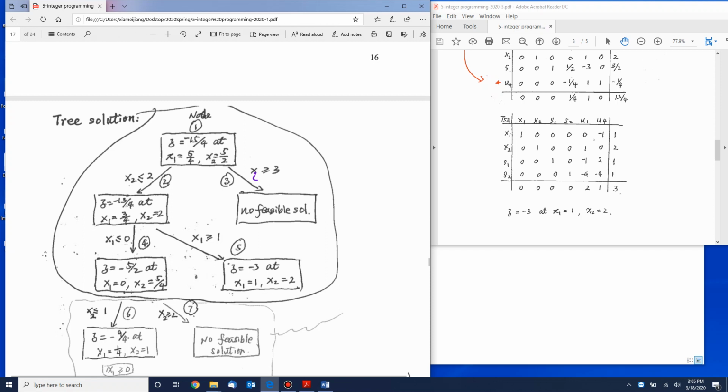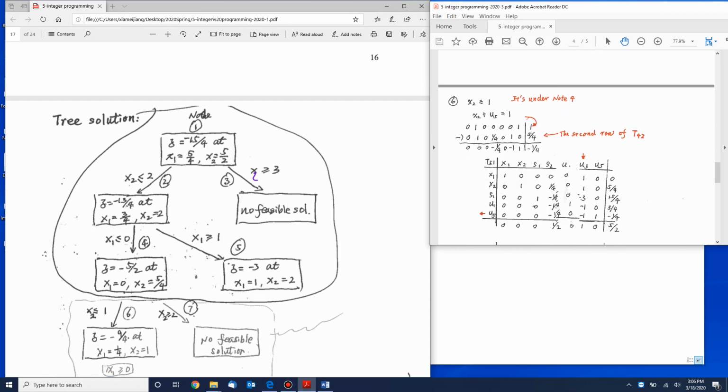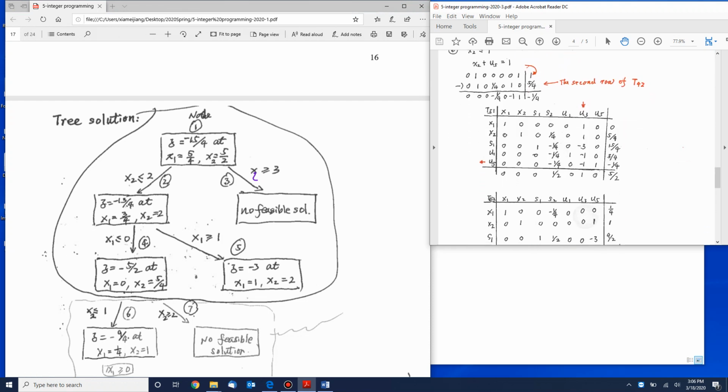So x1 has to be this result. Actually, we don't want it, right? And for x2 greater than 2, that's okay. But we have no feasible solution. We do the same thing and no feasible solution. That's what we work on at.